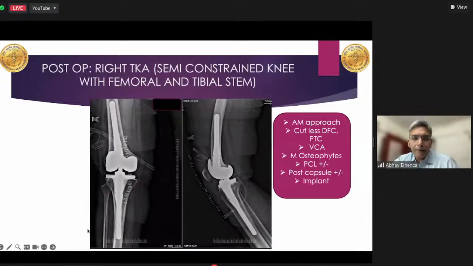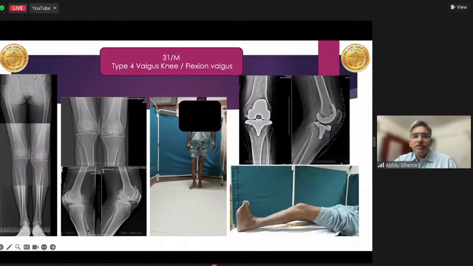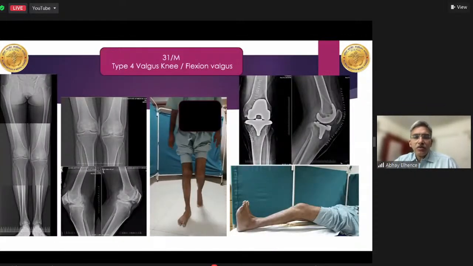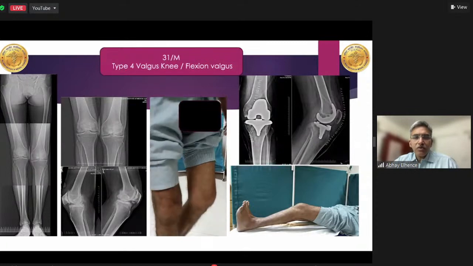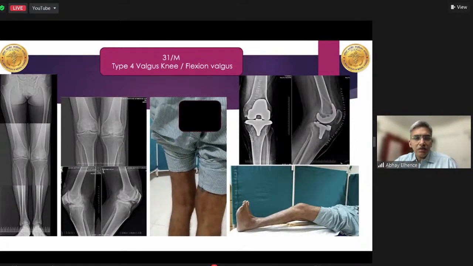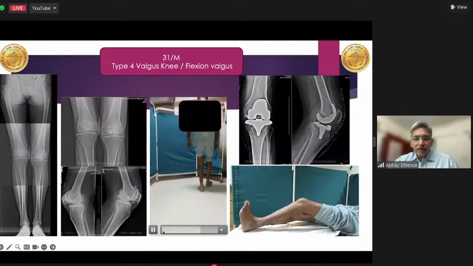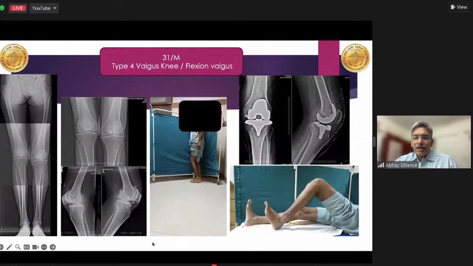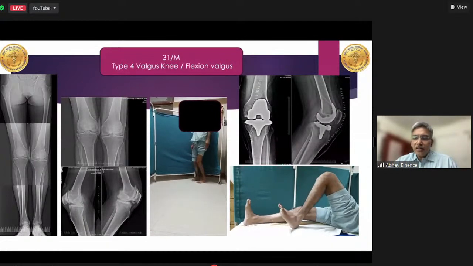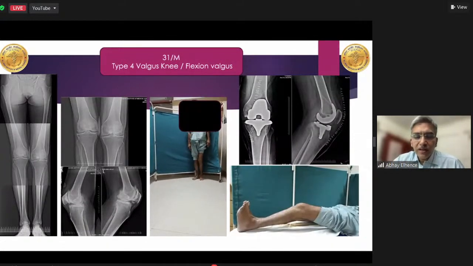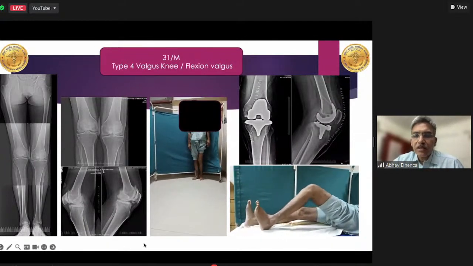And she required her PCL as well to be taken off, obviously, if you're going to be using a constraint in this case. The next type of valgus is a flexion valgus. These are the most common types. These are the ones which are most commonly associated with the common peroneal nerve injury. And this is where one would really need to balance out the extension space and then make it rectangular before one can balance the flexion space to the extension space.